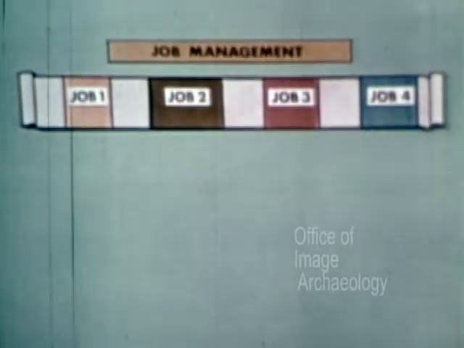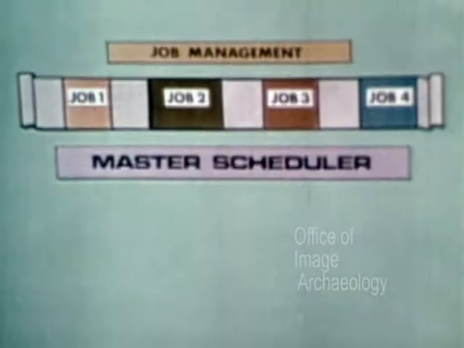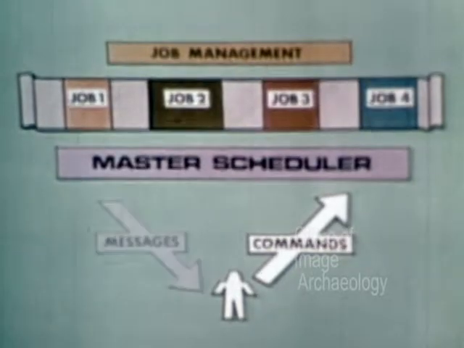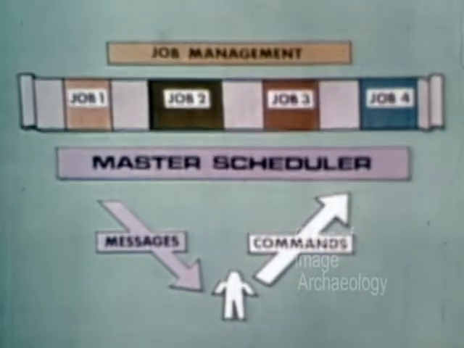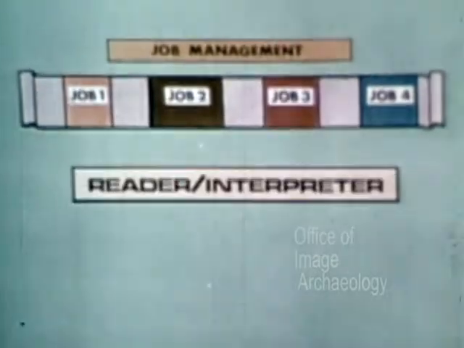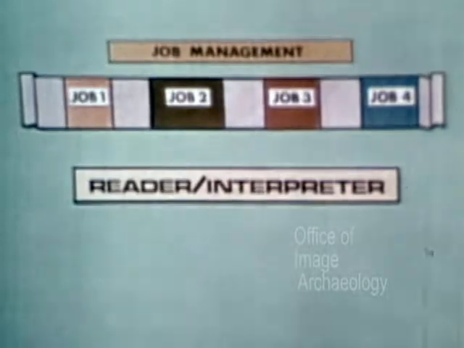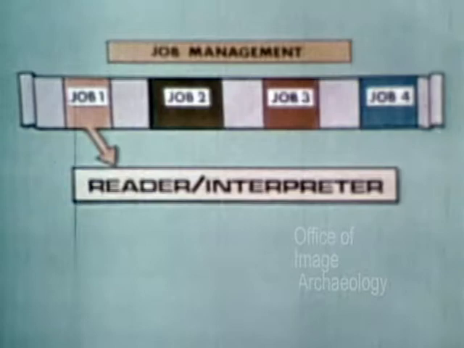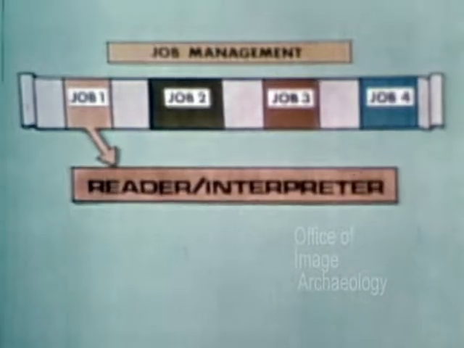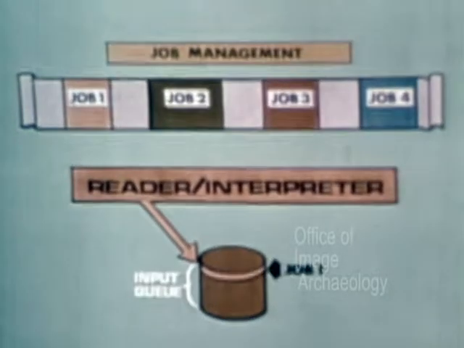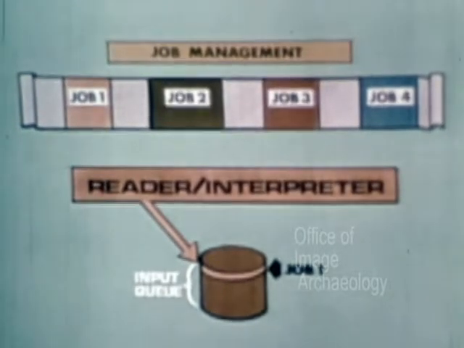Job management facilities control the flow of one or more jobs from an input stream. A routine is usually provided which accepts operator commands or inquiries and sends him messages about the status of a job. This kind of routine is often called a master scheduler. Typically, a facility is also provided which reads the input stream, recognizes job control statements, interprets them, and transcribes the input stream to direct access storage as an input queue or waiting line of jobs to be processed.